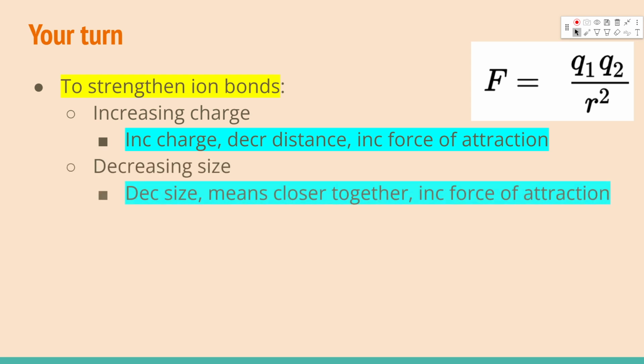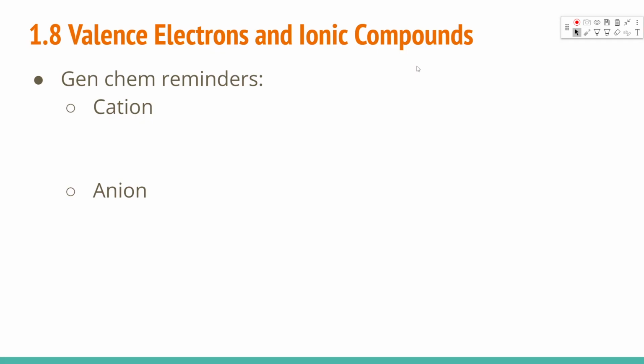And then for decreasing size, if I decrease the atomic radius, specifically, because that's what we could potentially do, then the nucleus from one atom and the valence electrons of the other atom could get closer together, and so that would increase the force of attraction. Okay, so there we go.